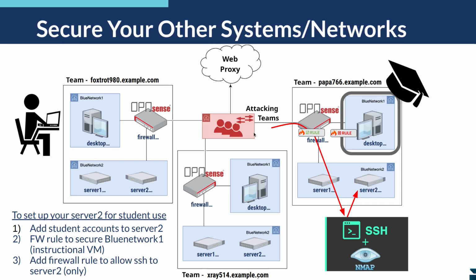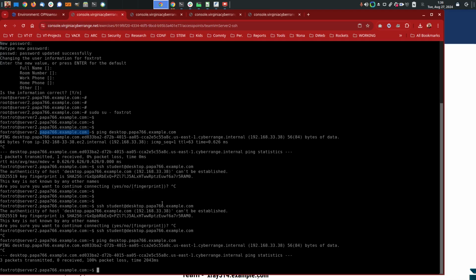So I'm going to set up a firewall rule. So WAN to this IP address. So let me get the IP address first.